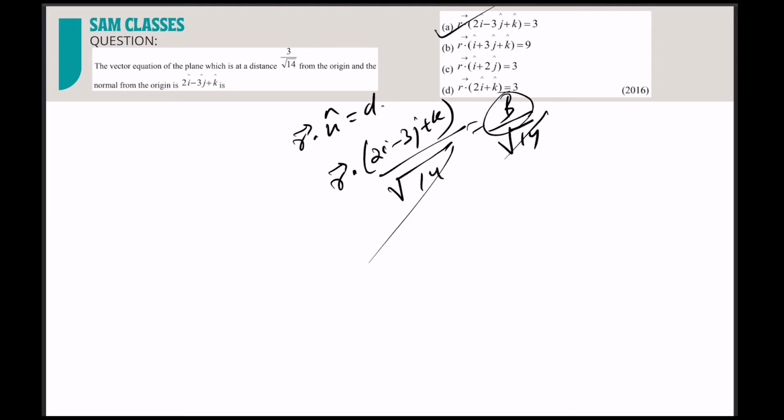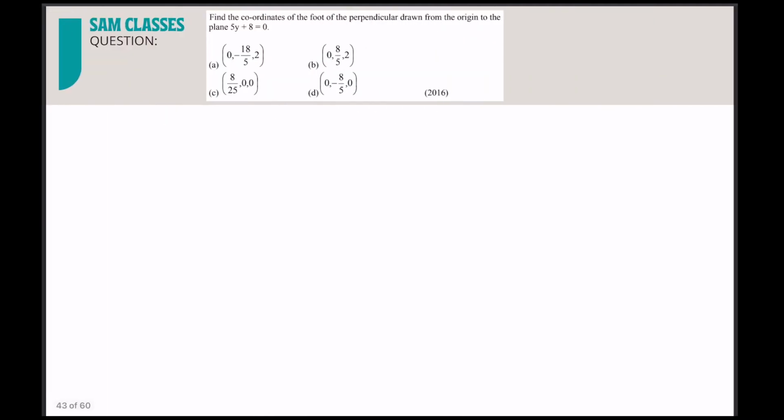What we have done here is the vector equation of a plane at a distance from the origin. So directly we have substituted the formula. That's it. Let's see the next question. Again, see, the foot of the perpendicular drawn from the origin to this plane. Now here you don't have to solve it.